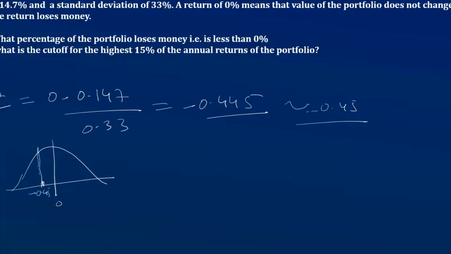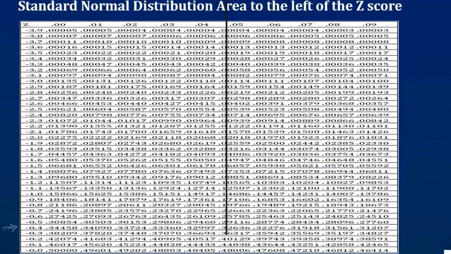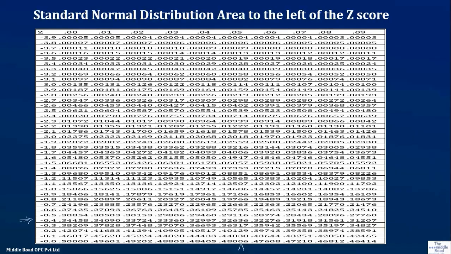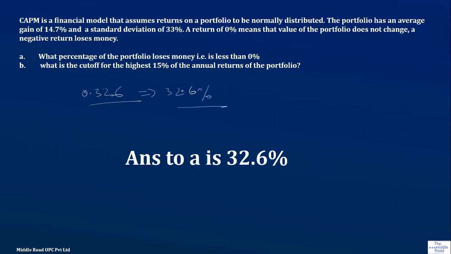Now if I get a probability here, it will give me the area under that particular value, which is under 0. What I want to find is the portfolio which loses money, which is less than 0. So anything I get here will give me the area on the left-hand side, less than 0, which is precisely what I want. So I put in the estimate, minus 0.45. This is 0, 1, 2, 3, 4, 5. So I've got to 4, 5. It is 0.32636, so I'm taking 32.6%. So the percentage of the portfolio that loses money, which is less than 0, is 32.6%.